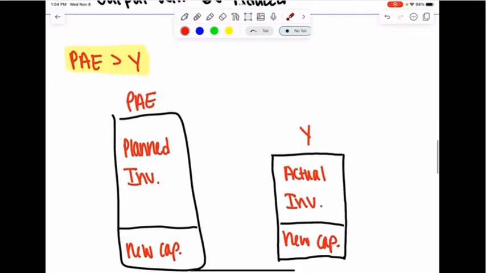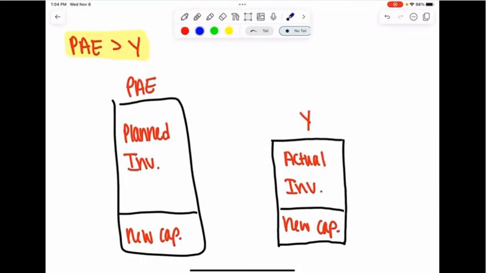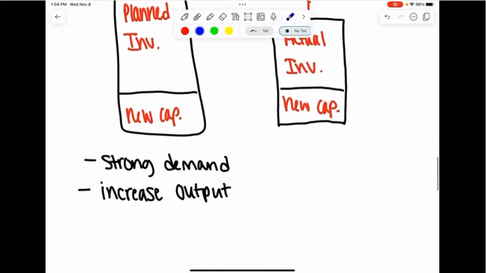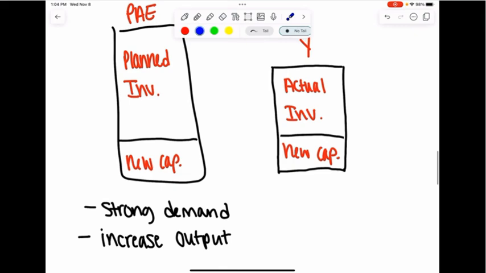Let's look at the opposite scenario. Planned aggregate expenditure is greater than aggregate expenditure. So we look at the model. Planned inventory is greater than what our actual inventory was. In this case, there was less inventory left than we had planned for. This indicates that there is strong demand and firms sold more output than they planned to sell. Therefore, output will be increased in the next period.